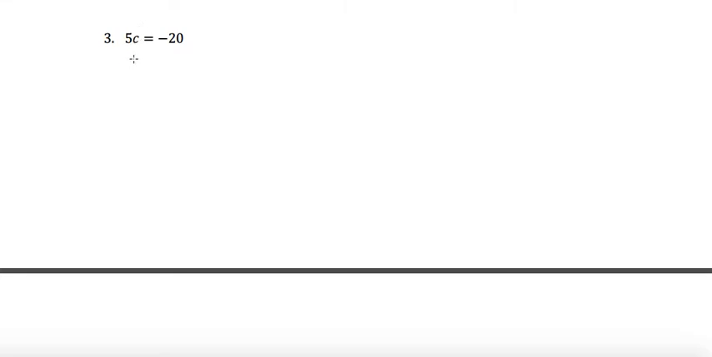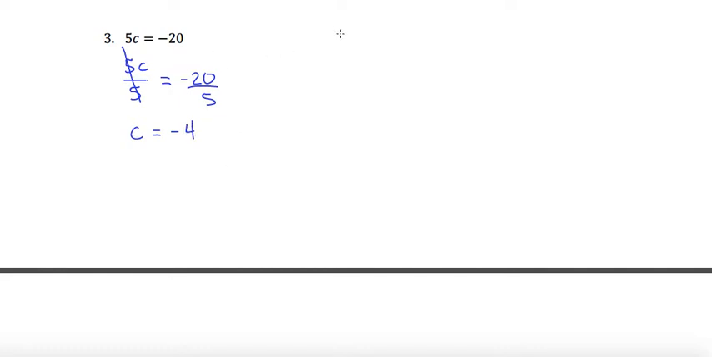And you can show the division using a fraction, or you can use a division symbol. I'm going to show it as a fraction. So I have 5c, so 5 times c, and the opposite of multiplying is dividing. So I'm going to divide by 5, and that's equal to negative 20. And I also have to divide the other side by 5, because whatever I do to one side, I have to do to the other. So 5 divided by 5 gives us 1. So we're left with c on the left-hand side. And negative 20 divided by 5 gives us negative 4.